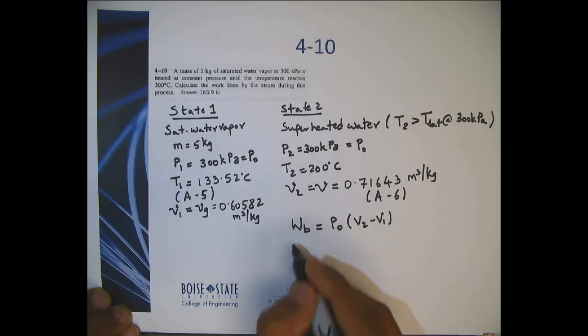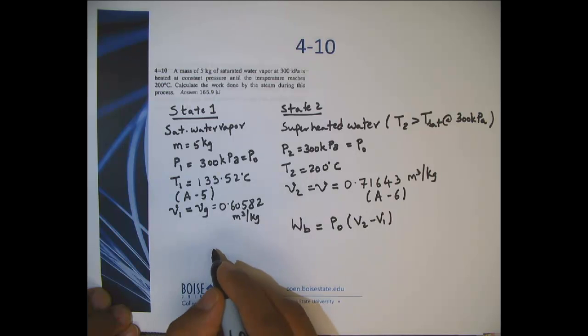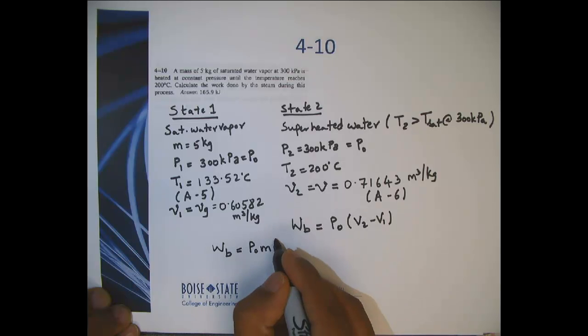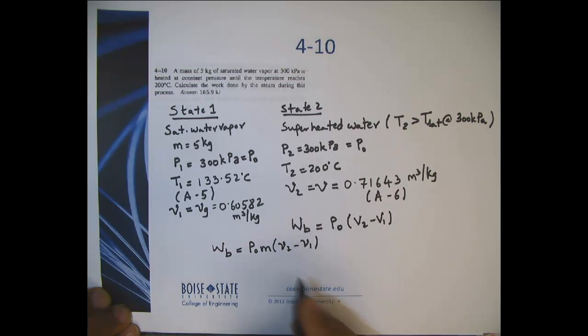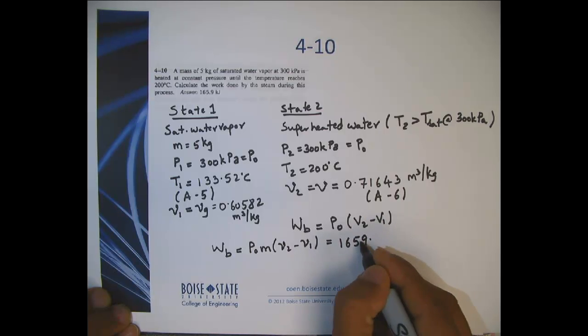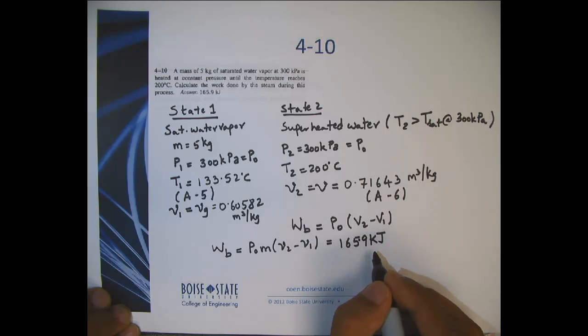So we know P naught, these are volumes, total volumes, but we know the specific volumes. So I can write the same equation as this. So if you substitute the numbers, 5 kilograms, P naught, and the specific volumes which we just computed, you should end up with work done of 165.9 kilojoules. And you see that the positive sign indicates that the work is done by the system.